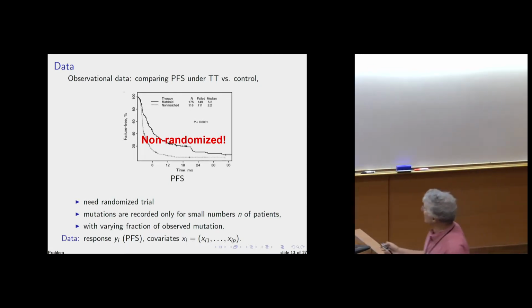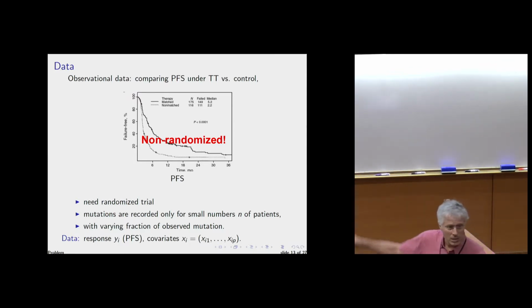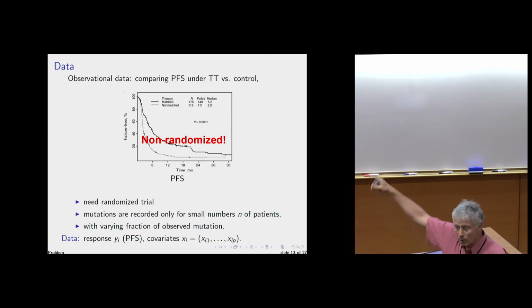That business with the varying fraction of observed mutations, it tickled me. It's probably not so relevant in the actual trial because in the observational data from earlier, many of the mutations were missing systematically. In the data from the randomized trial, I think we actually have almost all on all patients. Yeah.